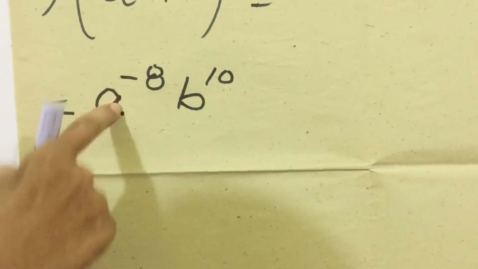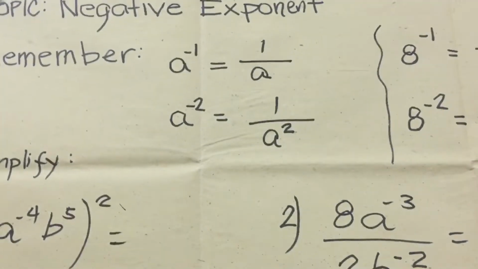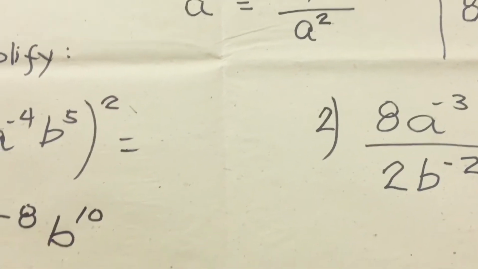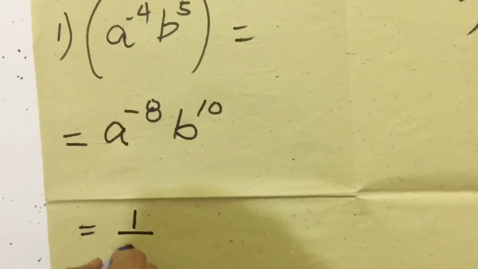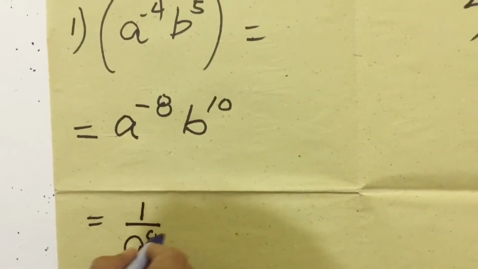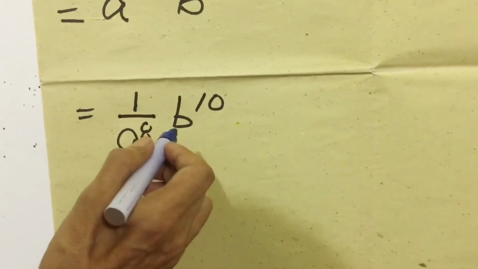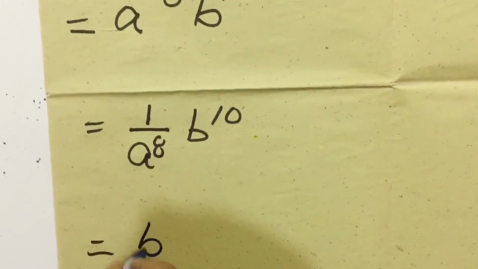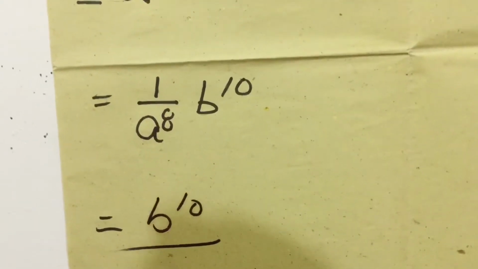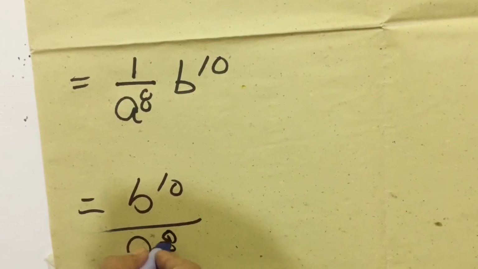So, ang gagawin natin, i-remember lang natin yung una. Dito siya nakapasok sa unang example. Kaya, gagawin natin siyang fraction: 1 over a raised to 8. Then b raised to 10, copy lang. And then next step, we have to multiply the numerator. 1 times b to the 10, b raised to 10, our answer, over a raised to 8. Okay, yan ang final answer natin.